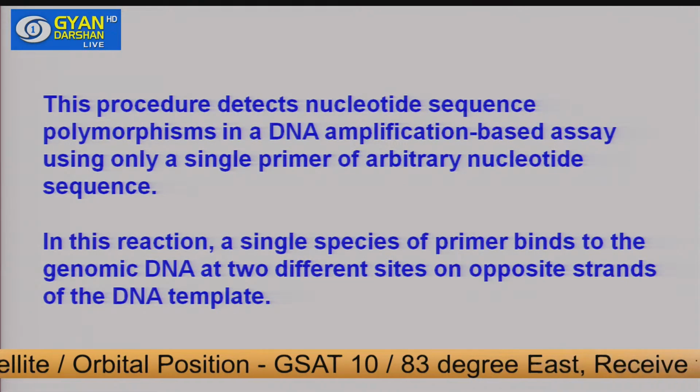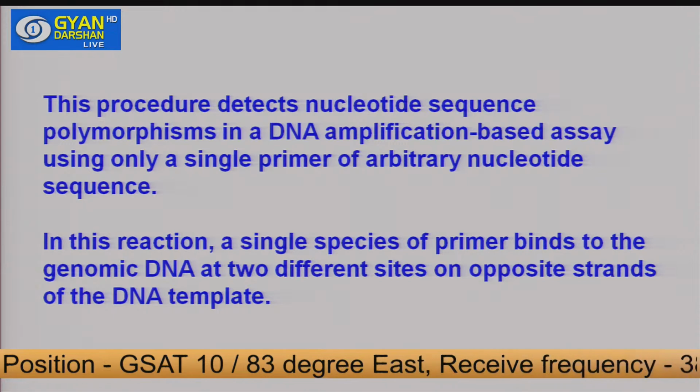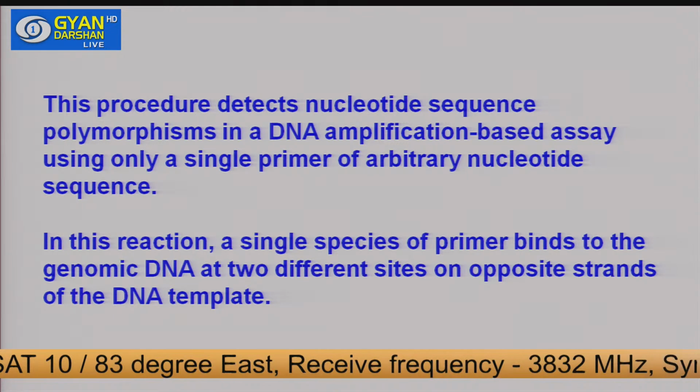Now, how does this process work? Why is it called randomly amplified? Because you use random primers. You don't use any gene-specific primer, because immediately I will go to the technique of PCR, polymerase chain reaction, where you will see that we mostly use gene-specific primers. But here you are using random primers.